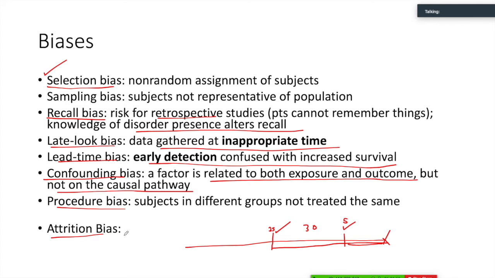Okay. I'm not sure why it's not written here. Does that make sense, attrition bias? Okay. I got to get on this guy who makes my slides. Yeah, yeah, exactly. Very good.